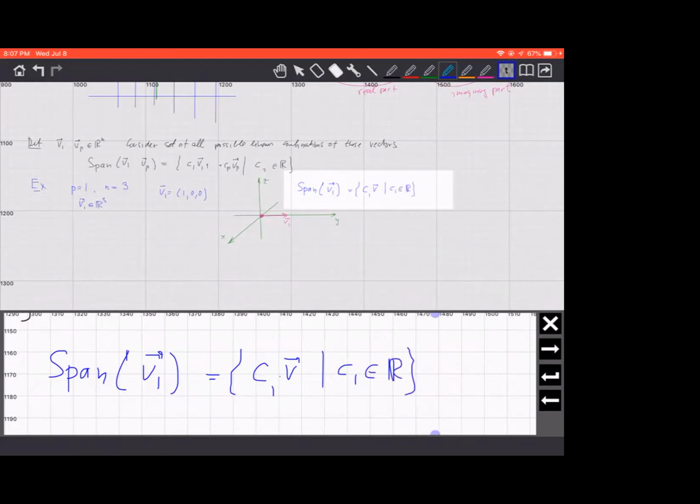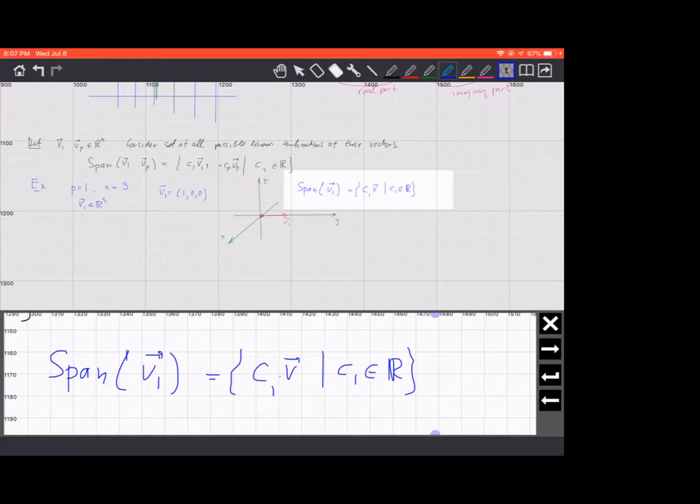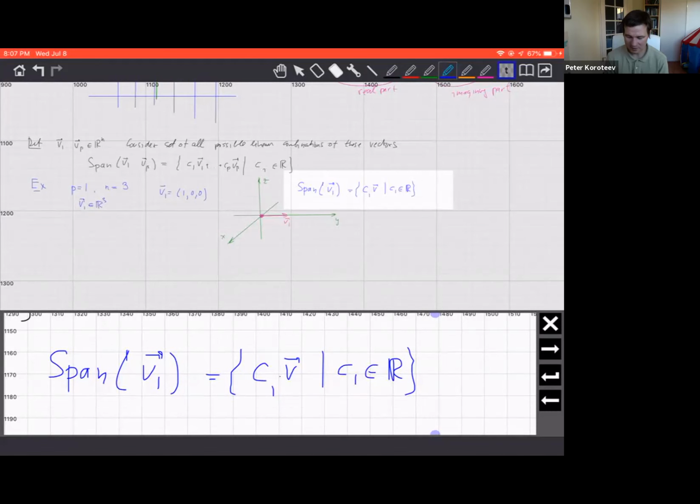That's what span is. So if you take a vector and multiply it by every possible number, what will it give? You can describe the answer in one word, or maybe two words.